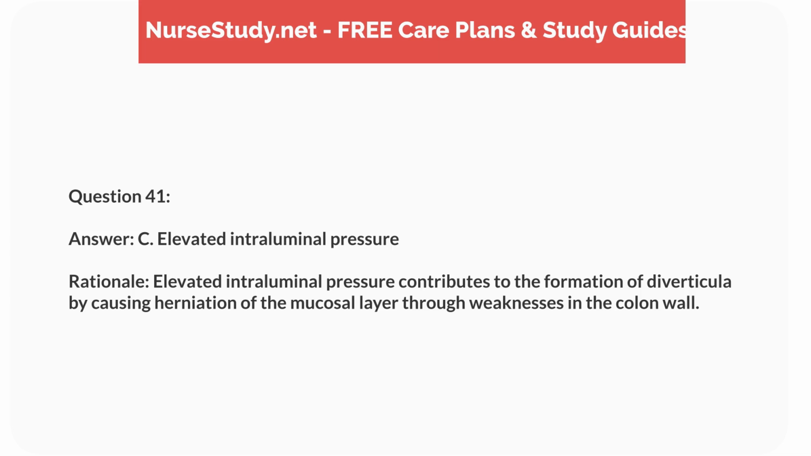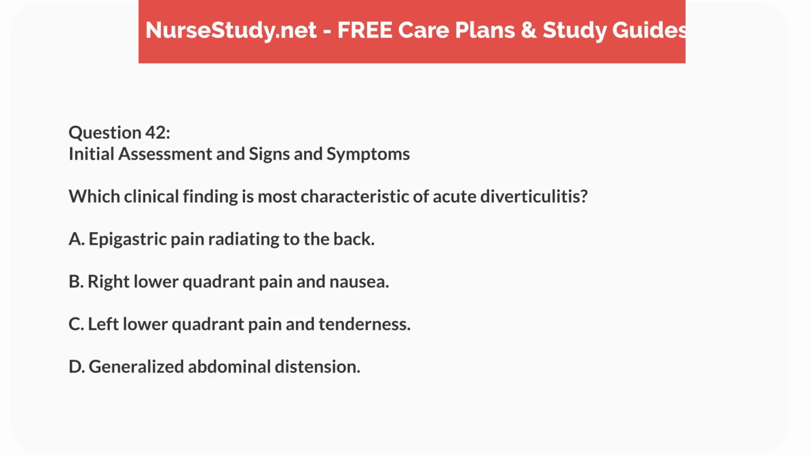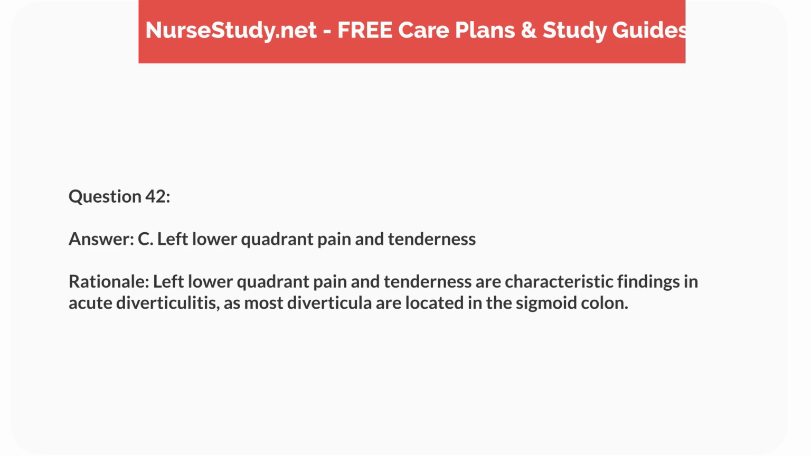Rationale: elevated intraluminal pressure contributes to the formation of diverticula by causing herniation of the mucosal layer through weaknesses in the colon wall. Question 42. Initial assessment and signs and symptoms. Which clinical finding is most characteristic of acute diverticulitis? A. Epigastric pain radiating to the back. B. Right lower quadrant pain and nausea. C. Left lower quadrant pain and tenderness. D. Generalized abdominal distension. Answer: C. Left lower quadrant pain and tenderness.